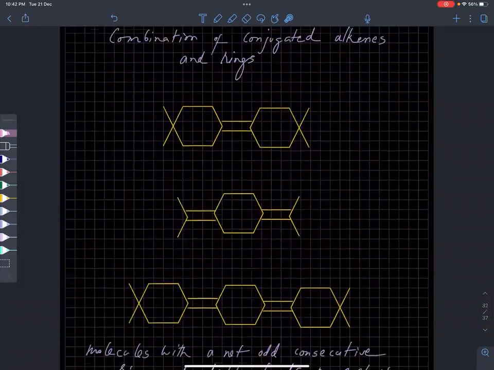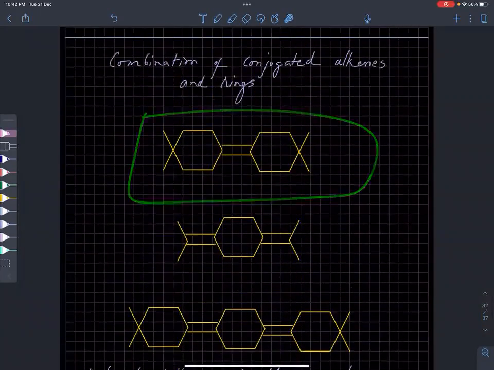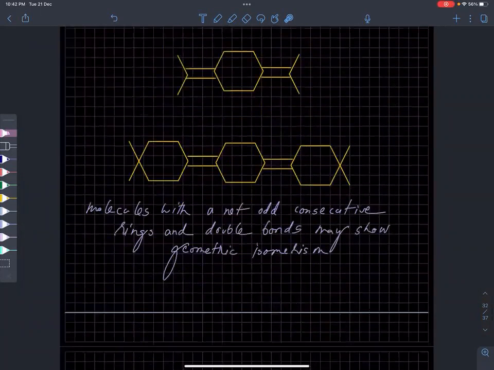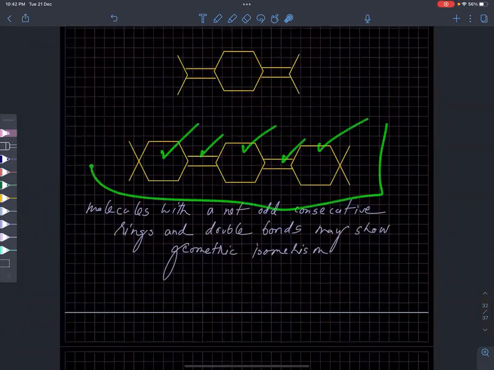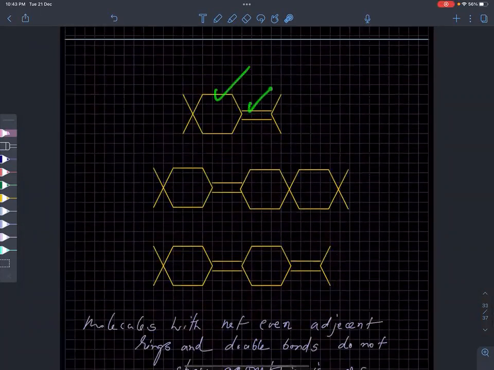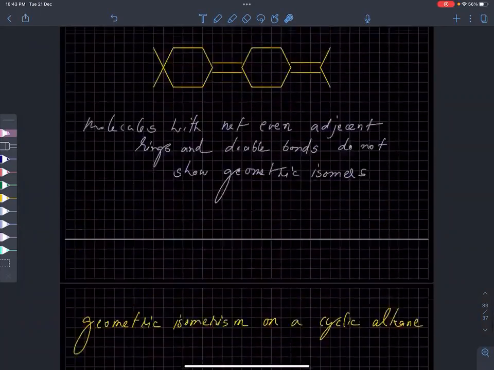What about this combination of double bonds and rings? If you have three, an odd number, they can show. One, two, three, four, five, they can show. Clear? Whenever you have an even number, they cannot show. One, two, three, four, they cannot show. So this will not show geometrical isomerism. The reason is again the same.